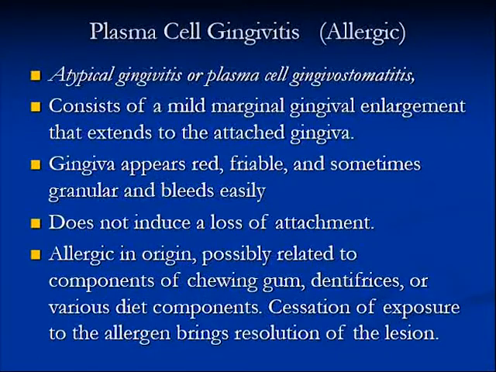Next is plasma cell gingivitis. It is also called atypical gingivitis and plasma cell gingivostomatitis. Plasma cell granuloma is a localized lesion present in the oral aspects of the attached gingiva and therefore differs from plaque-induced gingivitis. Plasma cell gingivitis is suspected to be allergic in nature due to the presence of components of chewing gum, dentifrices or various diet components. There is mild marginal enlargement that extends to the attached gingiva. The gingiva appears red, friable and sometimes granular, and bleeds easily.